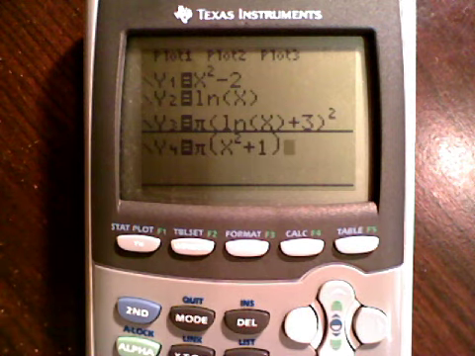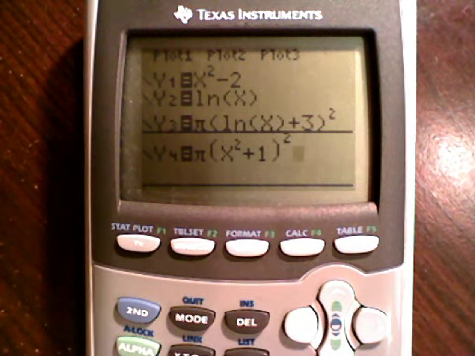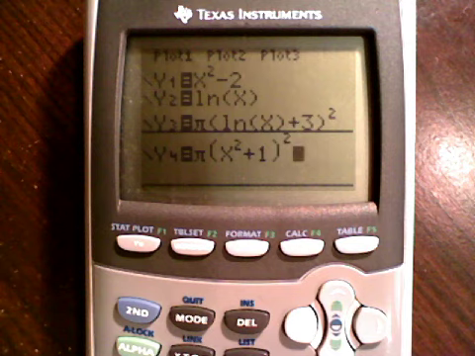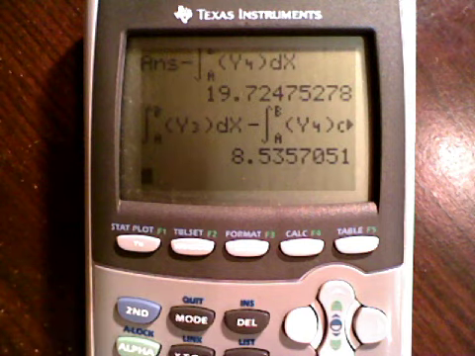Our calculator doesn't know what that means. It's squared in there. That's not what I meant to do. Okay, pi r squared. Got it. Okay, so y3 minus y4. So I can quit that.